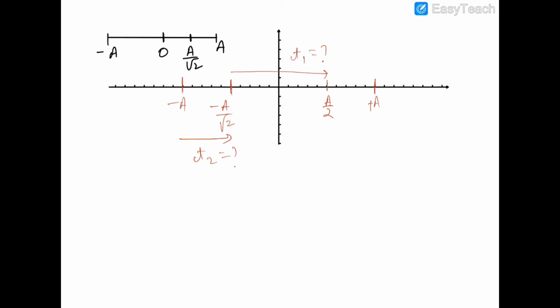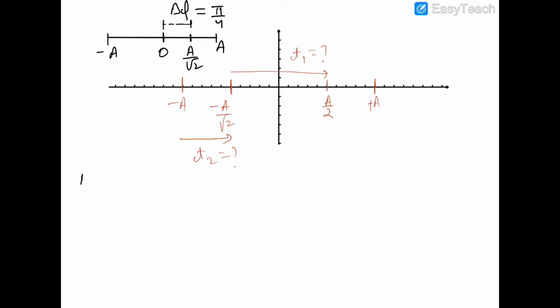So first of all, let us see what is the change of phase, delta phi, when the particle moves from 0 to a by root 2. So we should think about when it happens that sine theta is 1 by root 2. So we know that when sine theta is 1 by root 2, then theta is 45 degrees. So we can say that when the particle moves from 0 to a by root 2, then the phase changes by pi by 4. So to calculate this time t2, we can see that when the particle is moving from minus a to minus a by root 2.